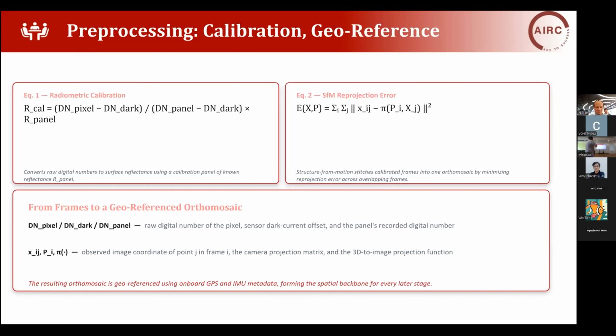Okay, to understand georeferencing, we have first a pixel, dark, and a panel. It will have raw digital numbers of pixels, sensor data, and current offsets, and the panel will record digital numbers.